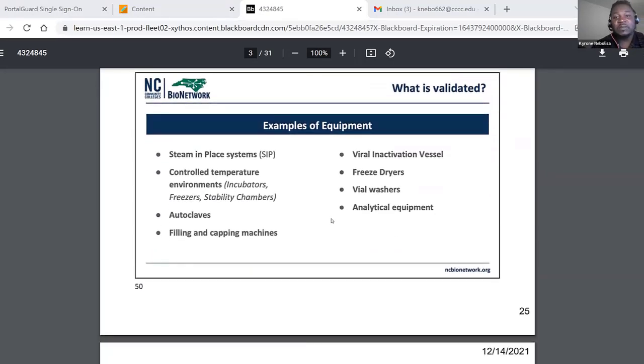So some of you might ask, what type of equipment needs to be validated? Some of the equipment that we validate are your steam in place systems or SIP, controlled temperature environments such as incubators, freezers, stability chambers, your autoclaves, your filling and capping machines, your viral inactivation vessel, freeze dryers, viral washers, and analytical equipment. So these are some examples of equipment, but it's not all inclusive. There are many other types of equipment that you can use in your facility that need to be validated, but this is just an example. So it can give you an idea of what to validate.